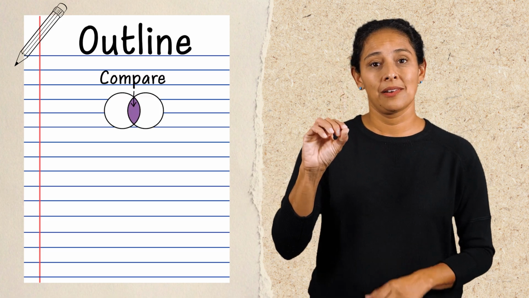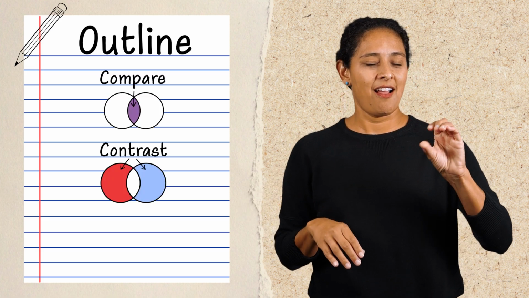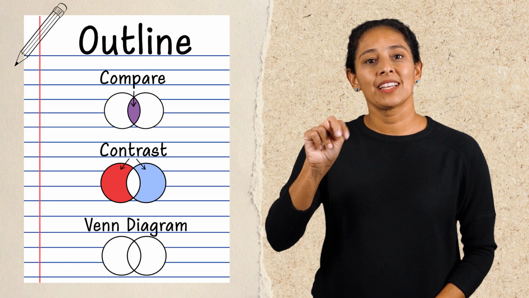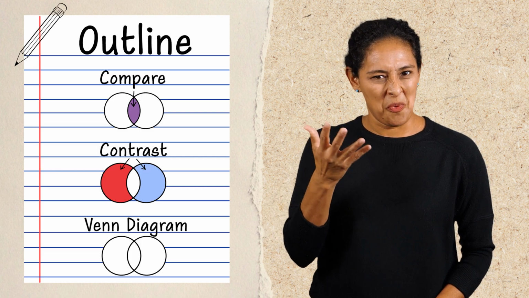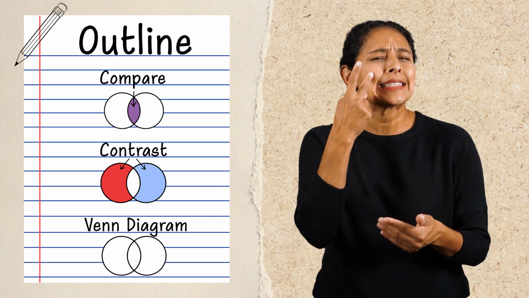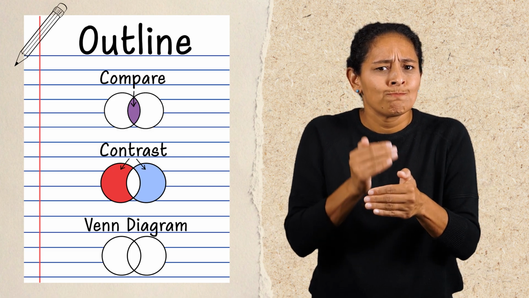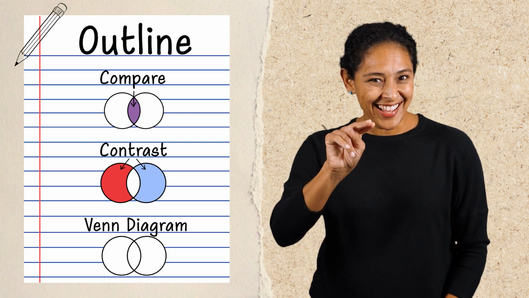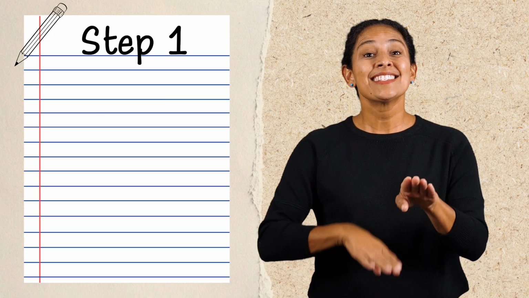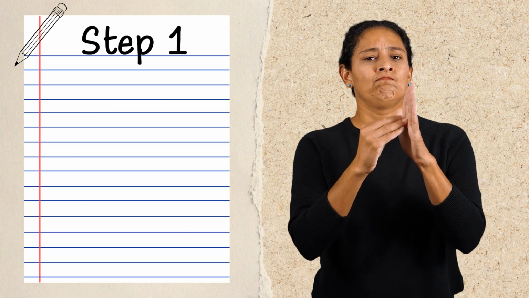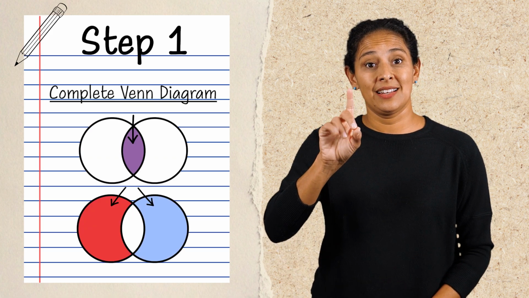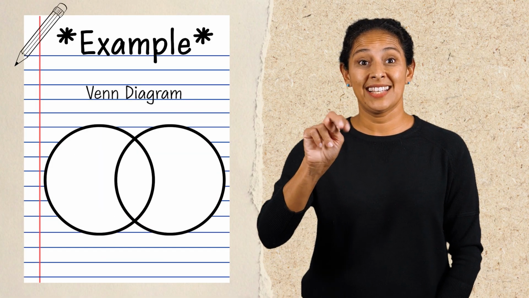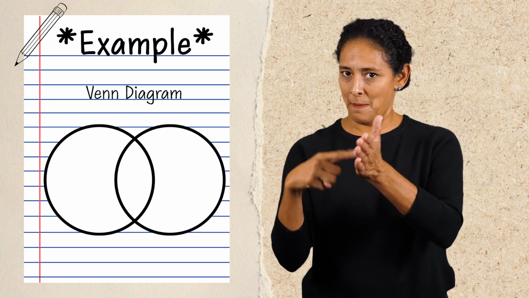Now that we know what compare and contrast means, and what a Venn diagram is, we are going to see step by step how to start our compare and contrast outline. Step 1. Complete Venn diagram. Venn diagram. Example.